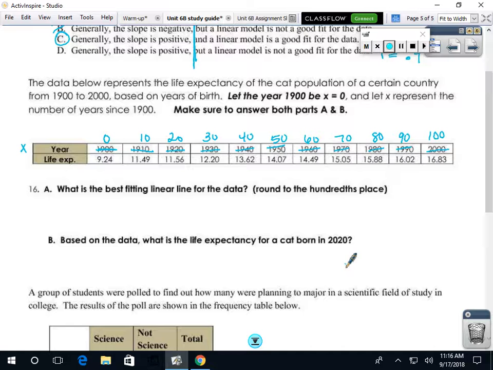What is the best fitting linear line for the data? So they basically want the best fit line in y equals mx plus b form. How do you do that? Right, go ahead and put that in your calculator.